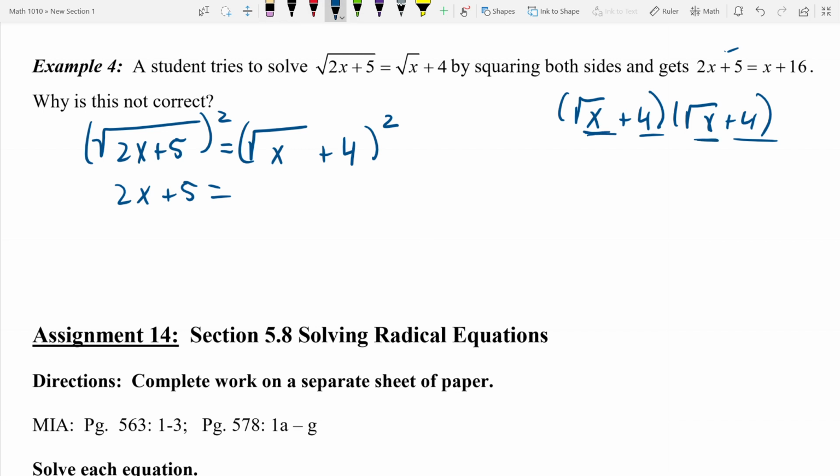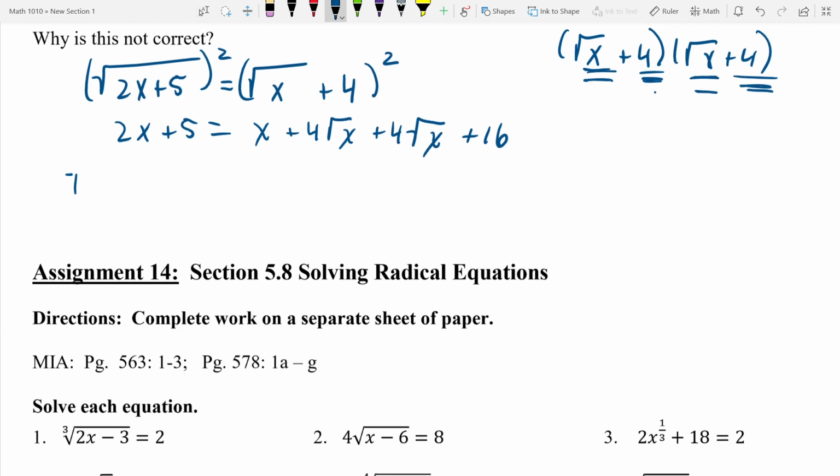So guys, look, square root of x times the square root of x is x. Outside is the square root of x times 4. That is 4 square root of x. Inside, 4 times the square root of x. That's 4 square root of x. Last is 4 times 4, which is 16. Okay? Why is that not correct?